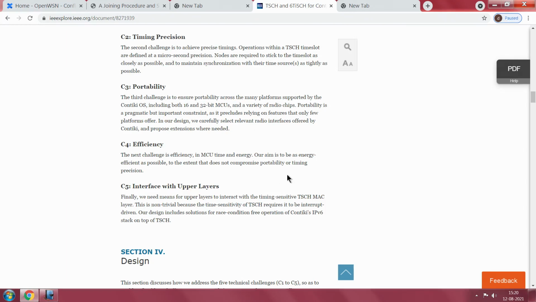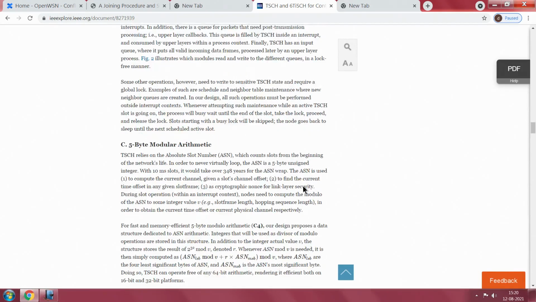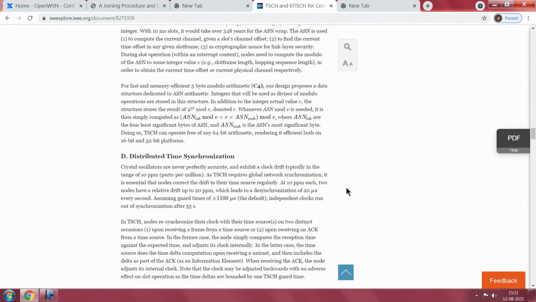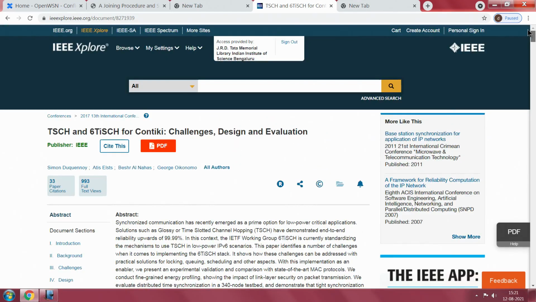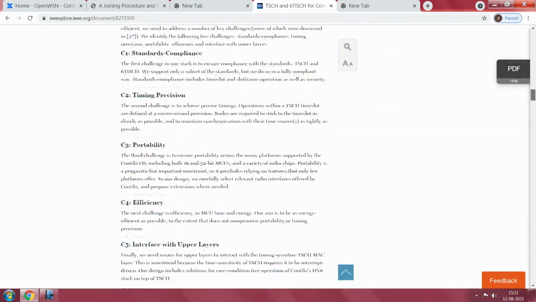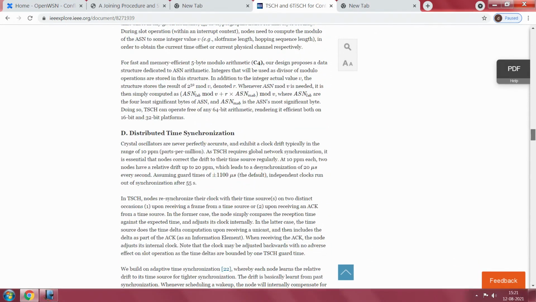Efficiency is also important, because energy efficiency and time efficiency matter, and then of course the interface with upper layers is an important requirement, otherwise you can't write applications which are easy to port. Now, related to time synchronization, I want to point you to this little sentence here, which is written pretty well, and perhaps will give you an idea of how tight the synchronization should be. As I said, this paper is titled 6TSCH for Contiki: design challenges.